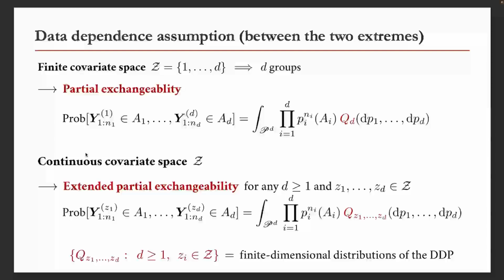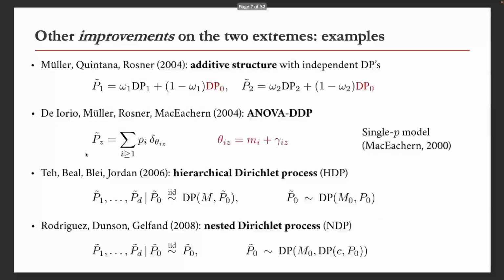Okay, and these are the extreme situations. In the intermediate situations between independence and complete dependence, the DDP provides a modeling alternative to those existing at the time. Of course, Steve has inspired a huge amount of work afterwards, and there have been some important improvements on those two extremes. Here I'm describing the most popular ones.